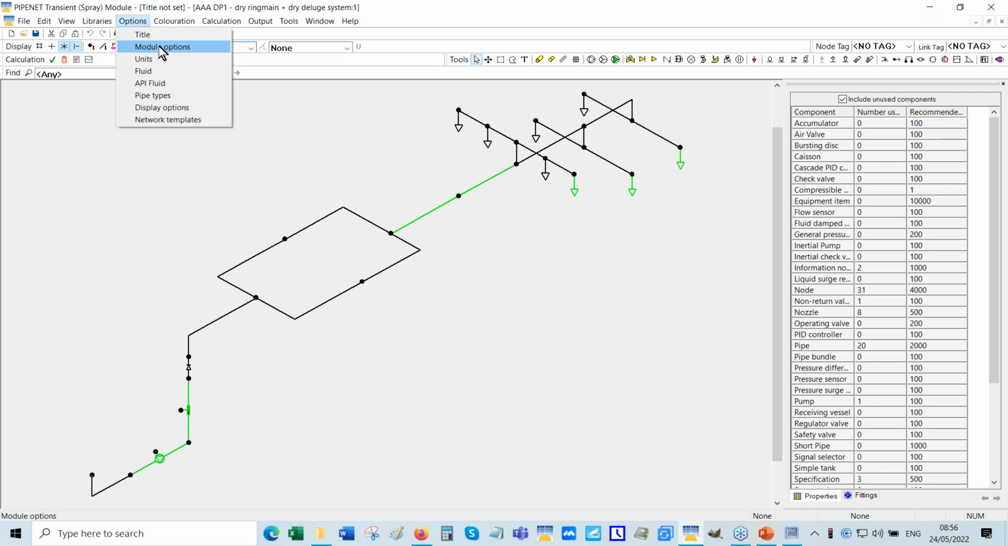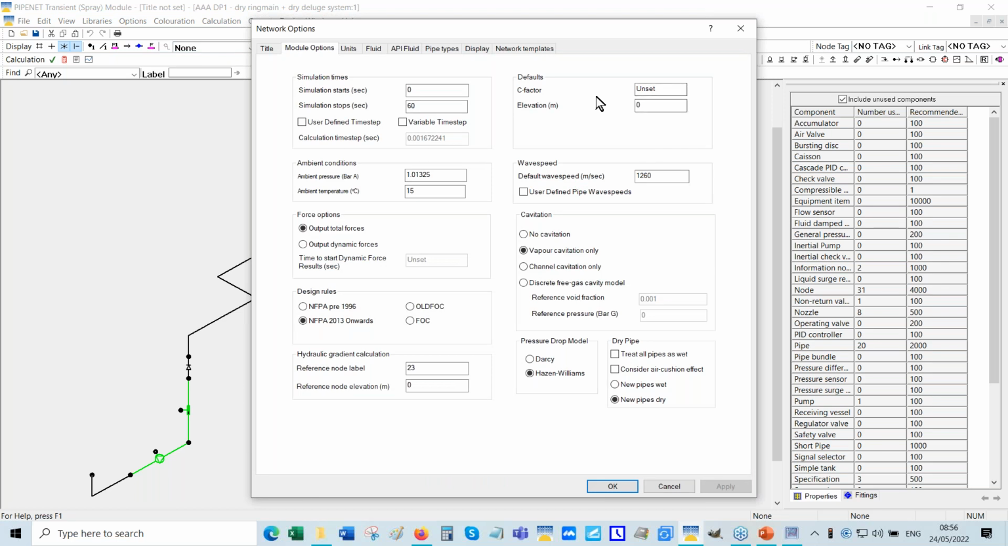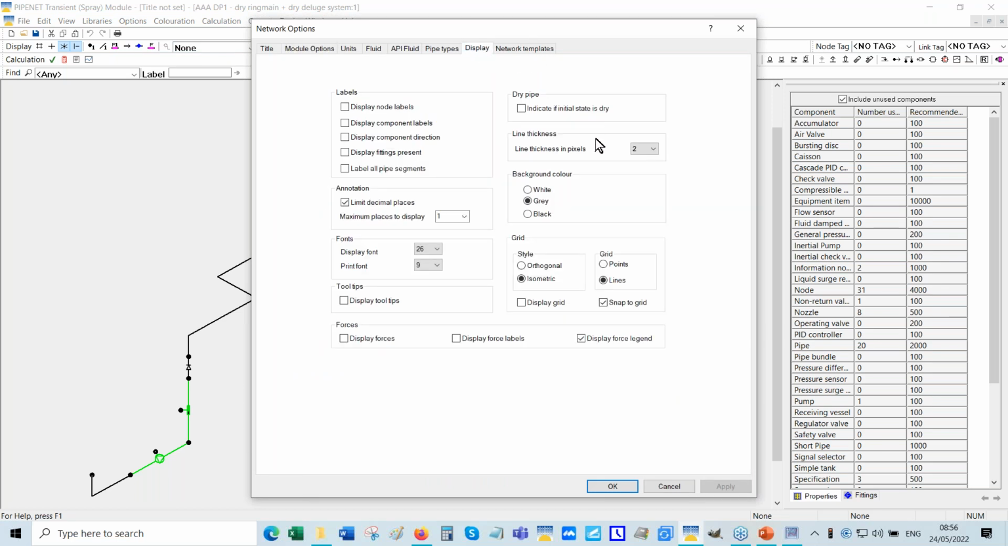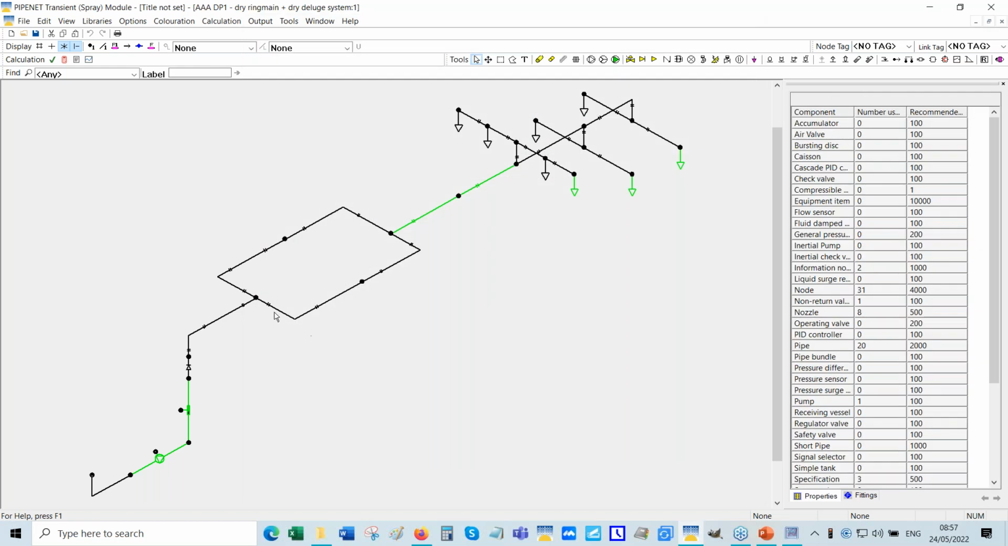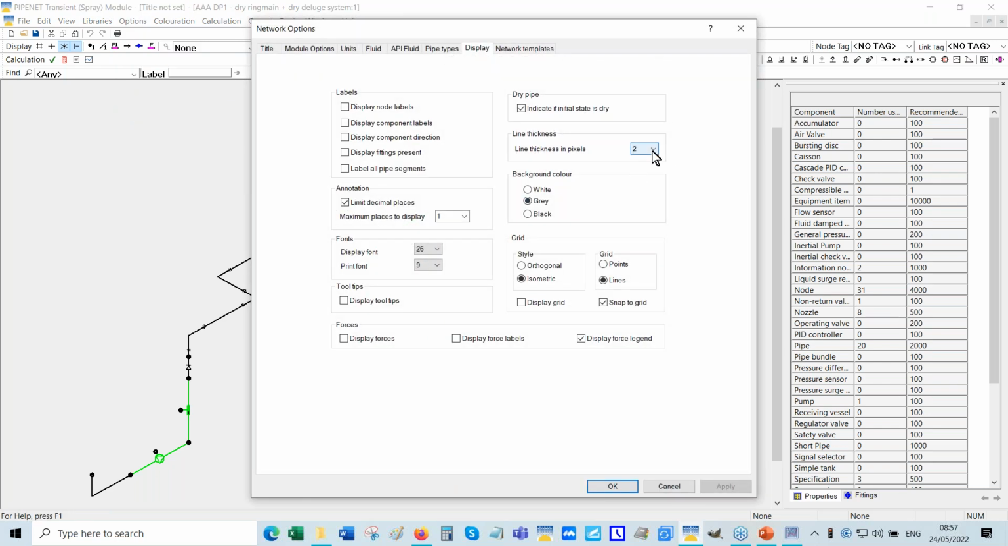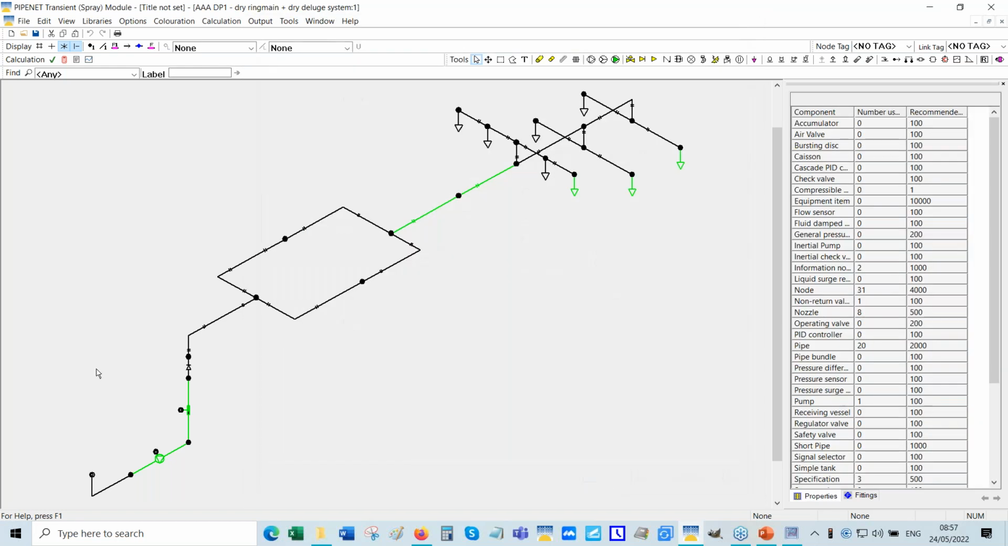And if you look at the module options, display, see everything. I don't know if you can see that, and make the lines slightly thicker. See, all the pipes, including the ring main, they are dry. Okay, as I say, I will not run this because it's not going to tell you much more than what we saw earlier.